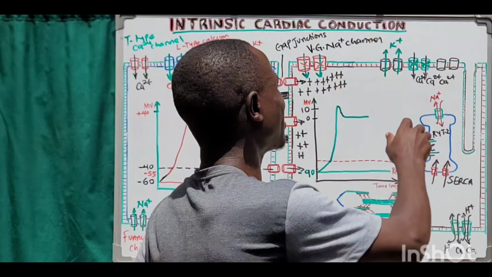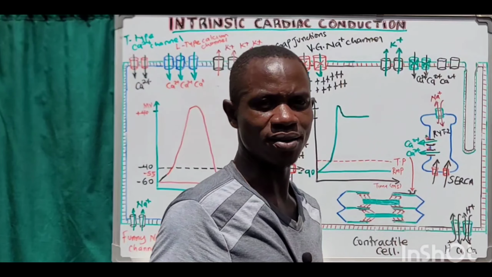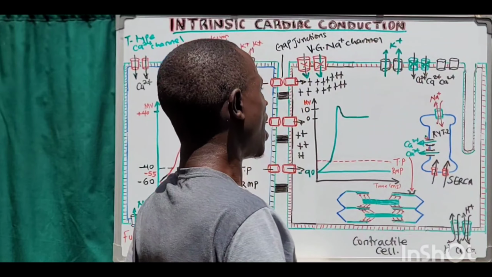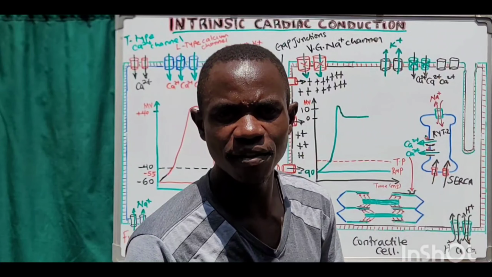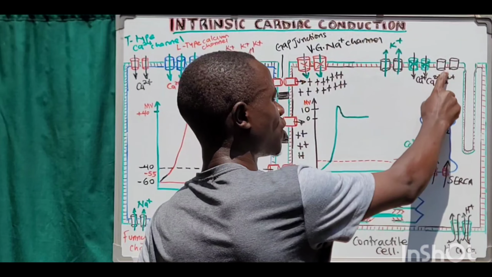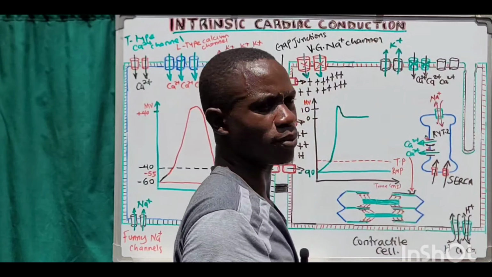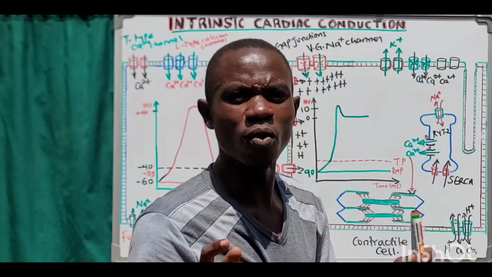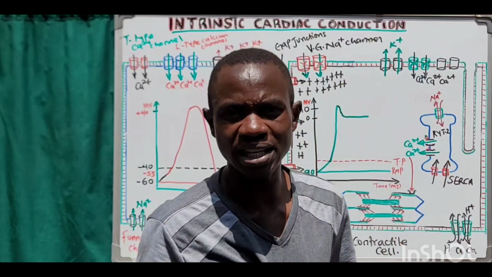Okay, so now that they have shut down, we have gotten rid of what we call calcium ions inside this cell. Now, how do we repolarize this cell? It's very, very simple. You see these channels here? These channels here are very important. These channels here, when they open, are going to be allowing the efflux of what we call potassium ions.